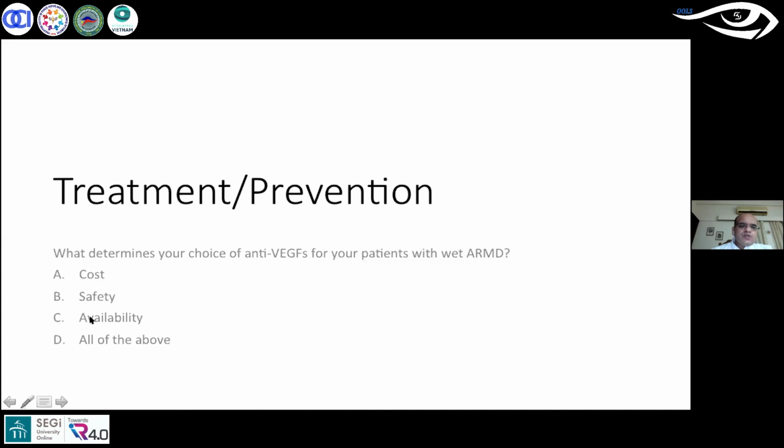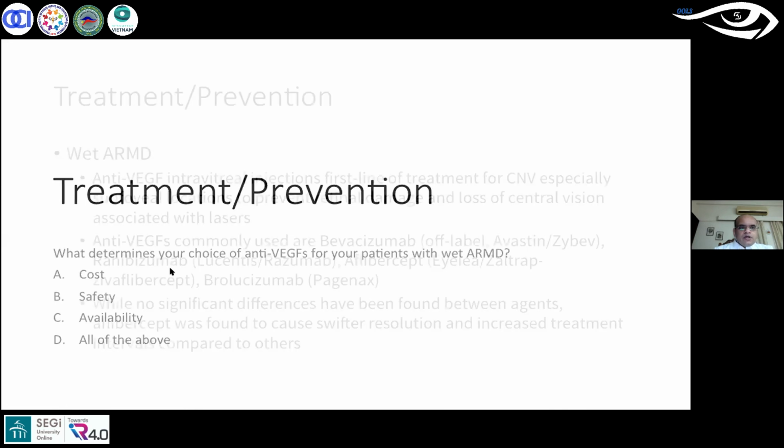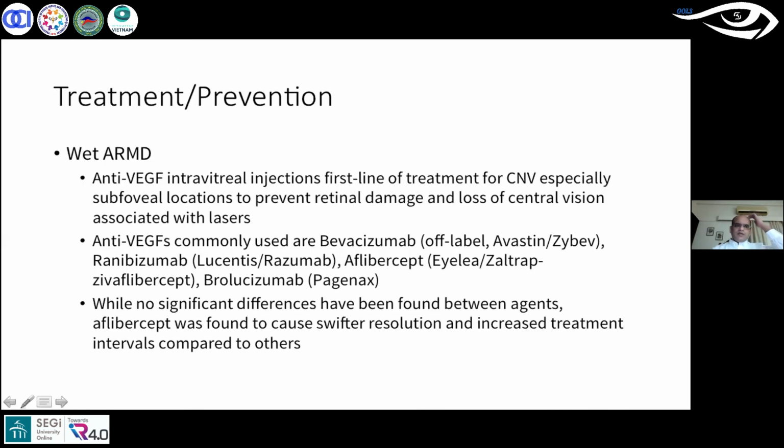There are issues associated with infection, with inflammation that we need to consider over here. And obviously, as I mentioned, availability, because cold chain maintenance here is very important. So certain far-flung areas may not have access to all forms of injections. All right. So, in terms of wet ARMD, the keystone here has now become anti-VEGF intravitreal injections, which are first line of treatment, especially for subfoveal locations, because they are relatively safe. They prevent permanent retinal damage and the loss of central vision, which was associated with lasers, which were practiced prior to the development of anti-VEGFs.